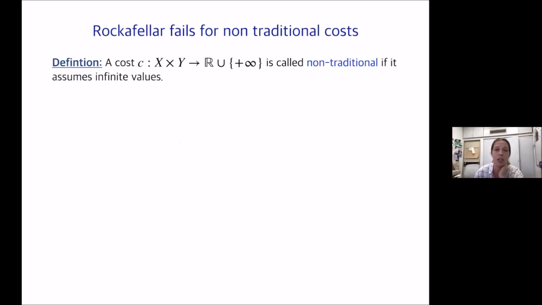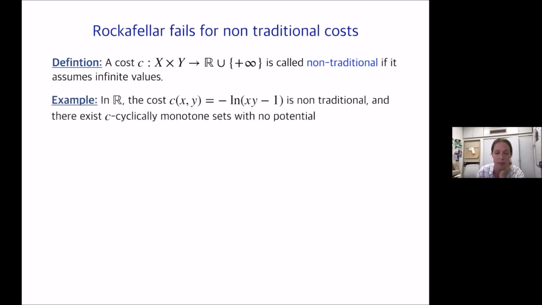And we call these costs non-traditional. This is also in the title of the talk. A cost is called non-traditional if it actually assumes infinite values. And the example is just a one-dimensional example. It's very simple. It's this polar cost that we started by studying very seriously, which is why we can find many examples just using this cost.